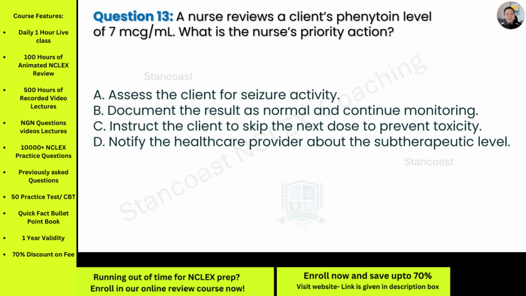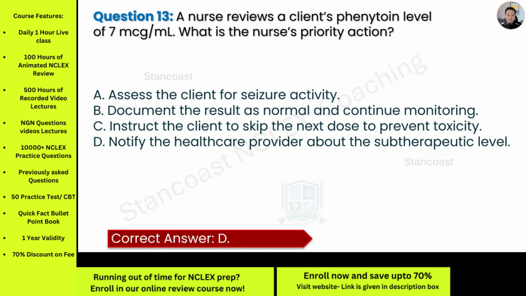Number 13. A nurse reviews a client's phenytoin level of 7 micrograms per ml. What is the nurse's priority action? A. Assess the client for seizure activity. B. Document the result as normal and continue monitoring. C. Instruct the client to skip the next dose to prevent toxicity. D. Notify the healthcare provider about the subtherapeutic level. The answer is letter D.